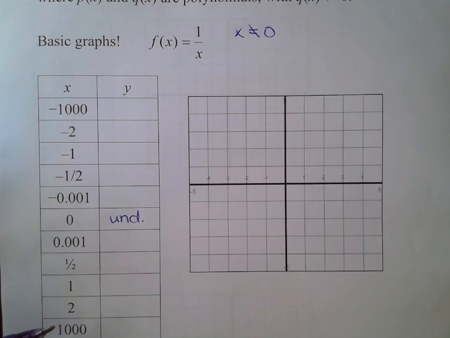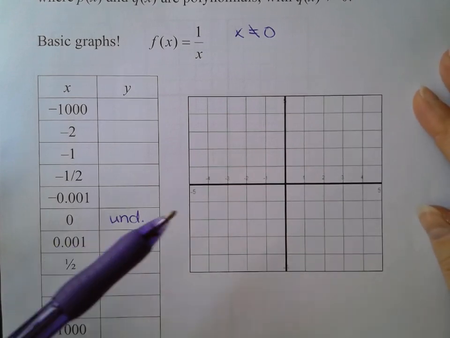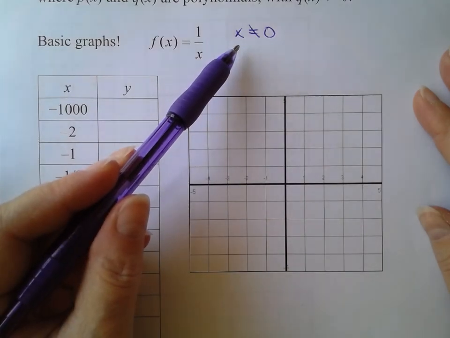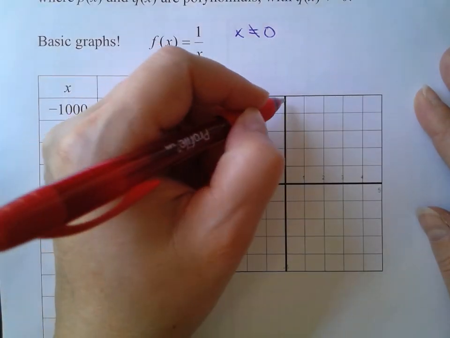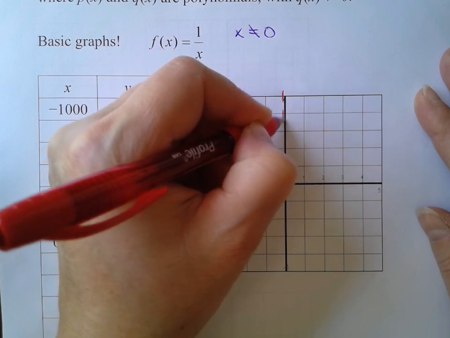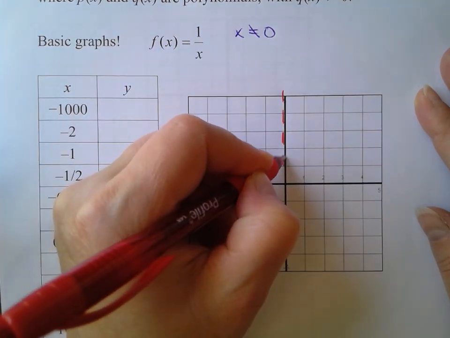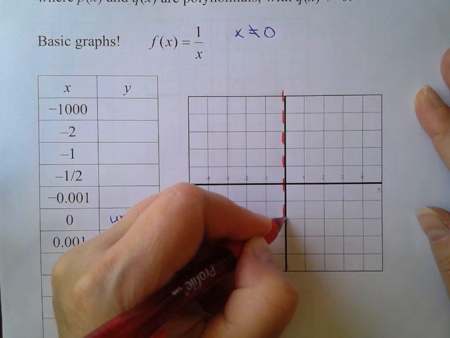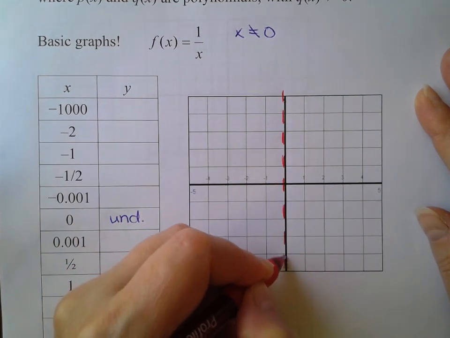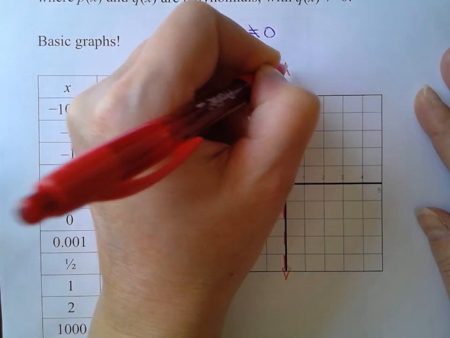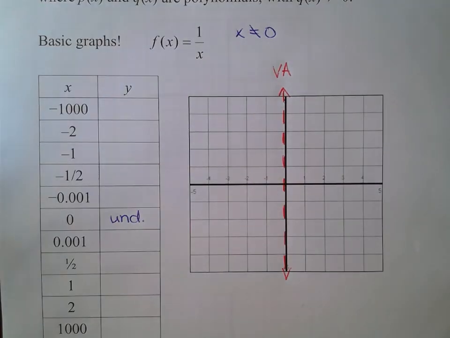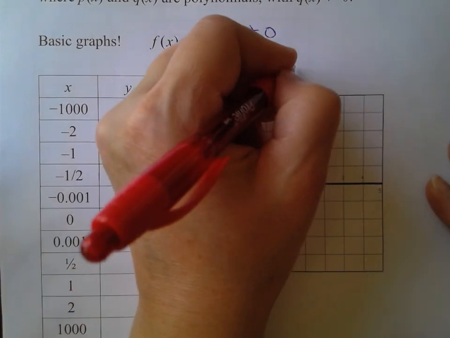Okay, if we have a value that x cannot be, it divides the graph up, and we often draw a dotted line to show that. It's called a vertical asymptote. So the vertical asymptote for this graph is where x is 0, which is right on the y-axis. I'm going to write VA for vertical asymptote, and that's the place where x is 0.